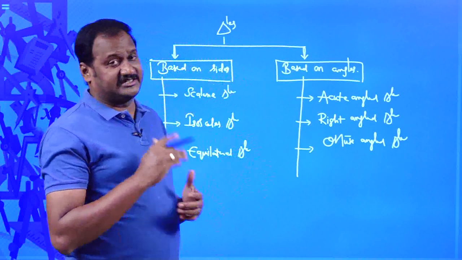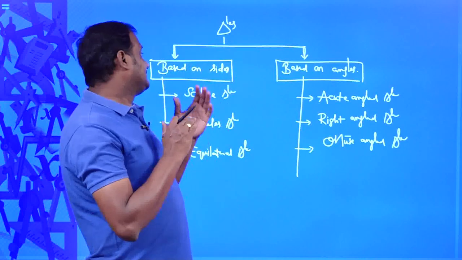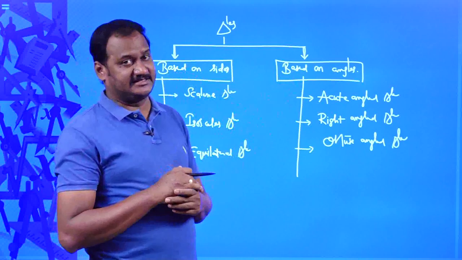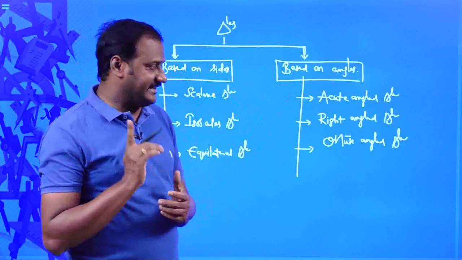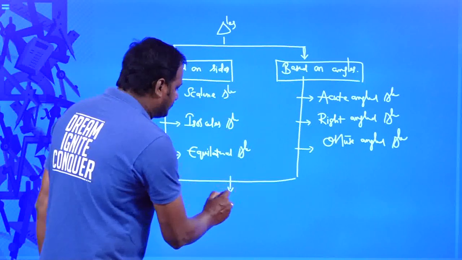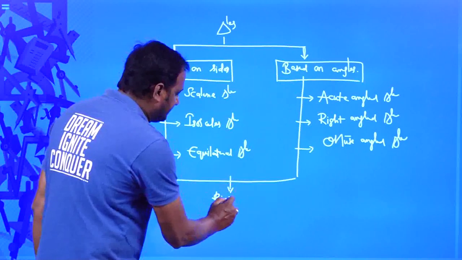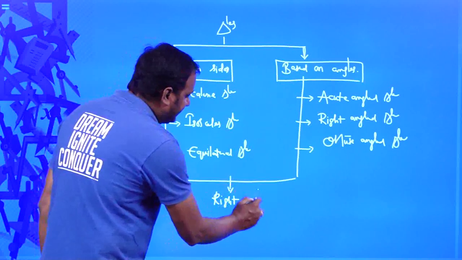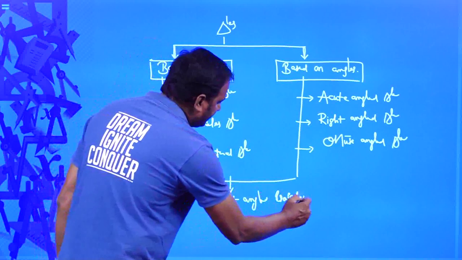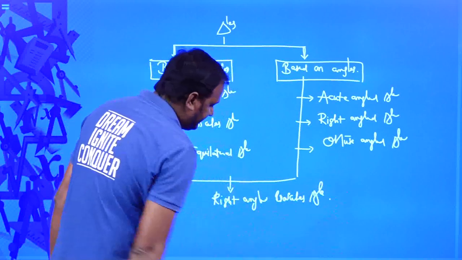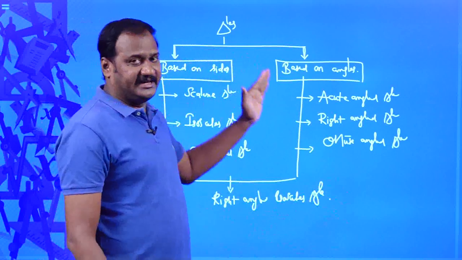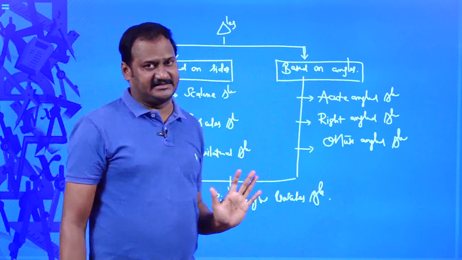And there is one special triangle which is based on their sides as well as based on their angles. Can you guess what the triangle is? Yes, that triangle is right angled isosceles triangle. So, these are the triangles classified based on their sides as well as based on their angles, right?